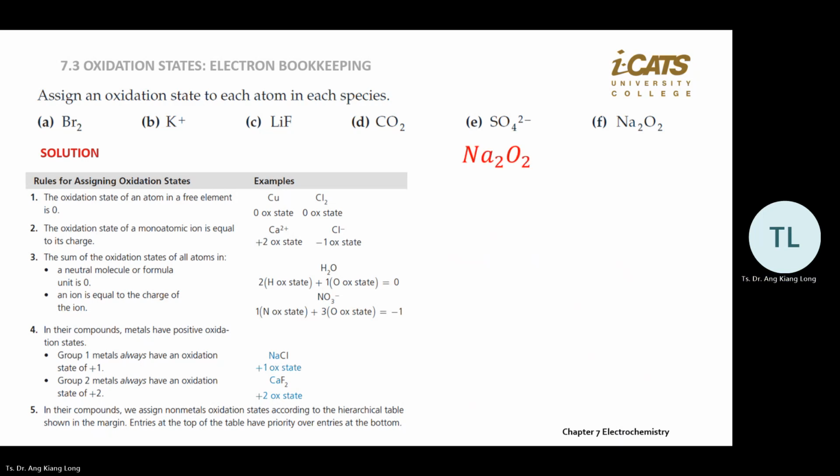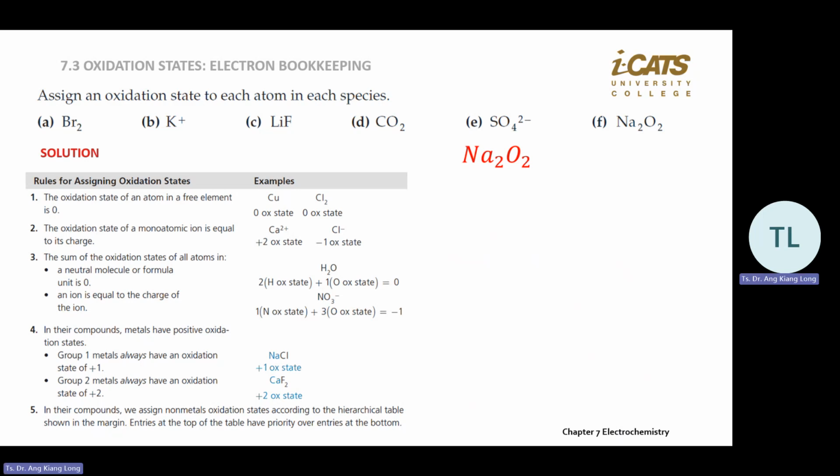N2O2. The net oxidation state should be 0 because it's neutral. Then you read rule number 1: the oxidation state of an atom of a free element is 0. This one is not an atom, it's a molecule, so rule number 1 does not apply. Then you move to rule number 2: the oxidation state of a monoatomic ion. This is not an ion, and it's not monoatomic, so you can skip rule number 2.